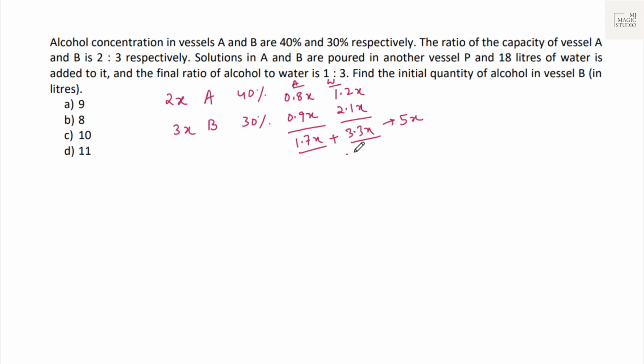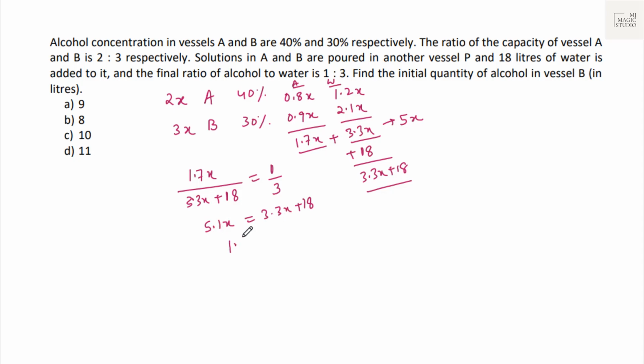And 18 liters of water is added. Okay, water added is 18 liters. So the new water is 3.3x plus 18. And the final ratio of alcohol to water is 1:3. So alcohol is 1.7x by water 3.3x plus 18. This is 1:3 ratio. Let's solve this. 1.7 into 3, 5.1x equals 3.3x plus 18. So 5.1 minus 3.3 is 1.8x, which is equal to 18. Therefore, x is equal to 18 by 1.8, that is 10.